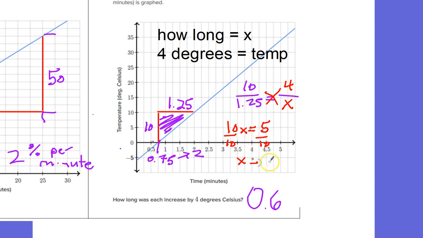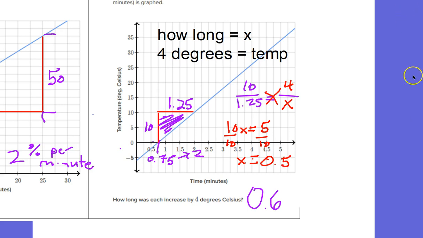Oh, and it looks like I got it wrong. 5 divided by 10 is 0.5. So the correct answer should have been 0.5. My estimate was 0.6. And just by kind of looking at it and saying, okay, if I go up 4 degrees here, I go about 0.6 over. So if I go up 4, I go over 0.5. So I could have gotten the answer that way without doing the crisscross applesauce.